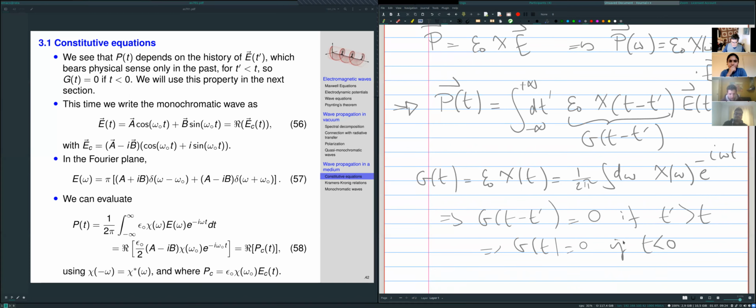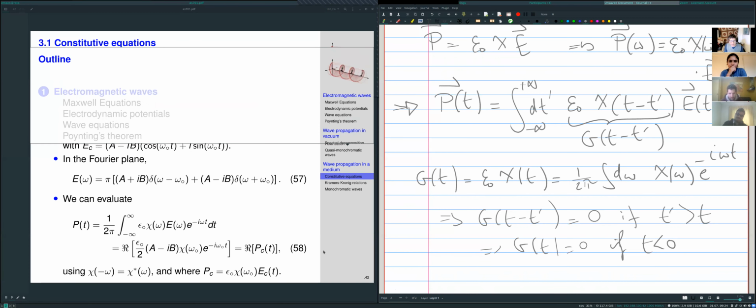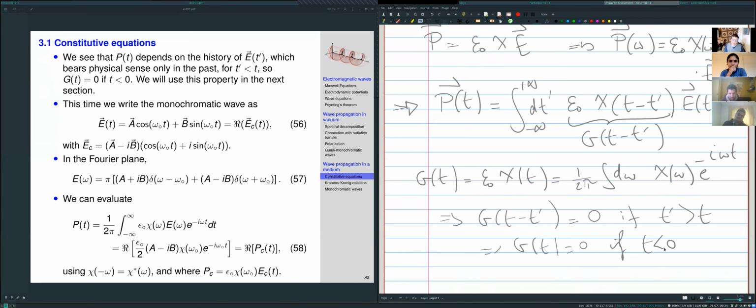Okay, so that's an if. So this is a causality relationship. We require G of t to be 0 for negative times in order for this relationship to have physical meaning. We will expand on this later on to write down the Kramers-Kronig relationships. For the time being, just bear this in mind.